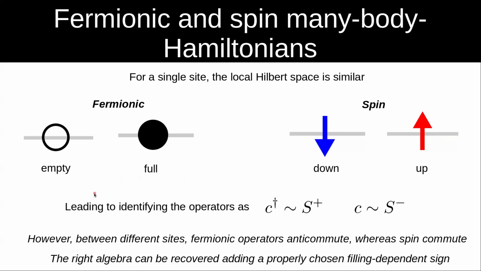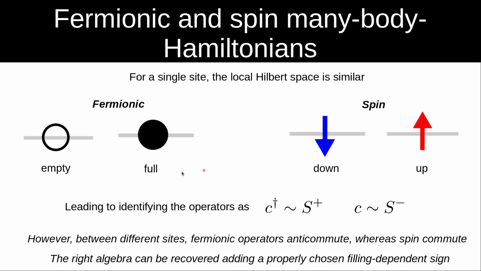If we have a fermionic Hamiltonian, we have in practice two different states locally. We have the empty state, where we don't have any fermion at all in the site, and then we have the full state, where we have a single fermion. Since there are anti-commutation relations, we cannot put two fermions on the same site. If you now look at spin-1/2 Hamiltonians, we also have two different states: the down state, where our local spin points down, and the up state, where our local spin points up.